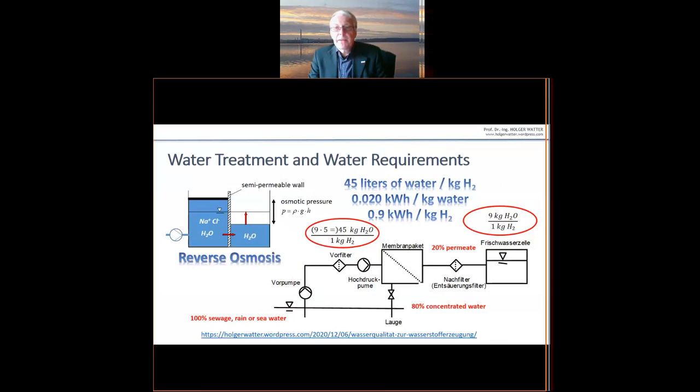The water requirement can be met with rain, sea and sewage water by reverse osmosis. With reverse osmosis, only the pure water penetrates the semi-permeable wall. It is known from ship operation that approximately 20% of the water can be used as permeate. Taking into account the previous calculation, approximately 45 kg of water per kilogram of hydrogen are required. The energy consumption is relatively low.